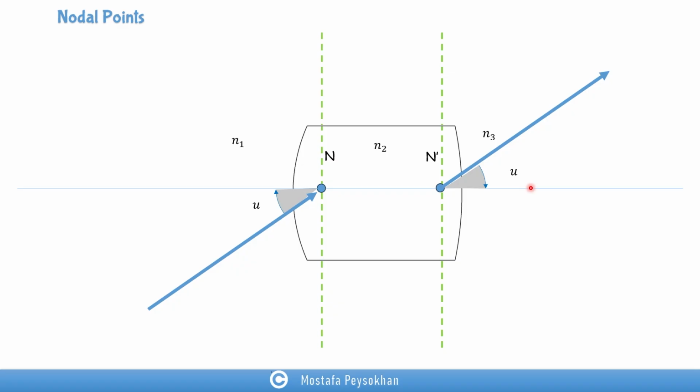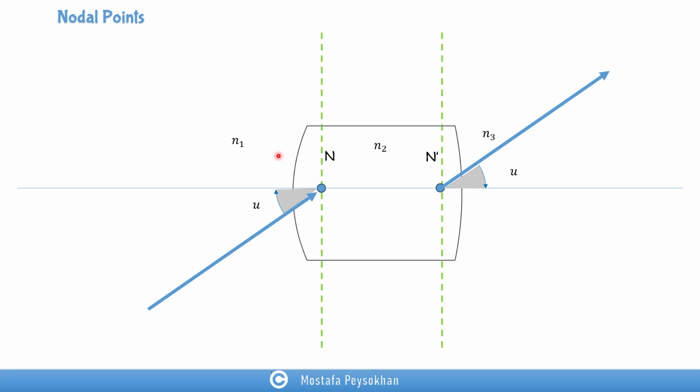So it has a lot of imaging applications. For example, if you put a lens on the nodal point, when you rotate the lens, the angle is going to remain the same and you're going to get the same magnification.